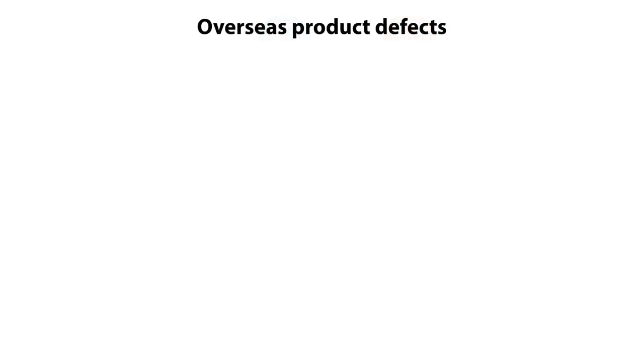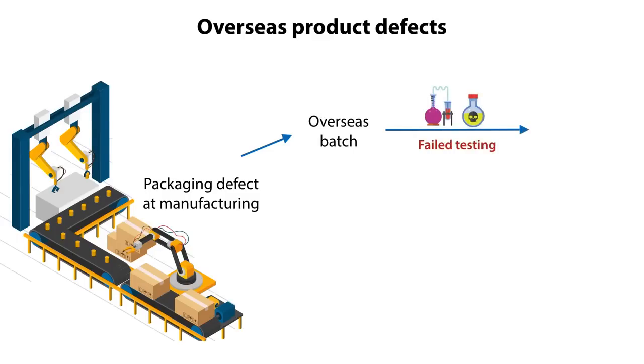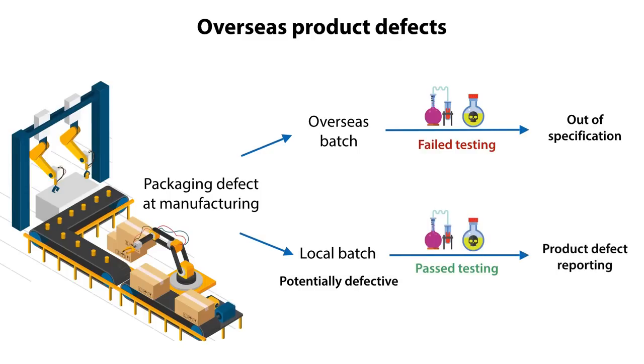For example, an out-of-specification test result for impurities has been detected for a batch of product that was supplied overseas. Investigations found that the root cause was due to a packaging defect. Although local batches do not have the out-of-specification results, the packaging defect can still affect all batches. Therefore, you should submit the product defect reporting form and propose a CAPA to rectify the packaging defect.